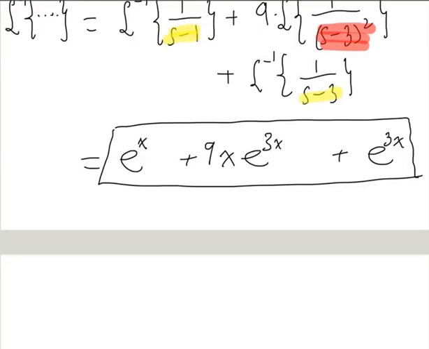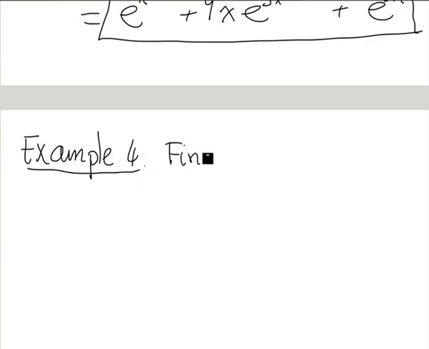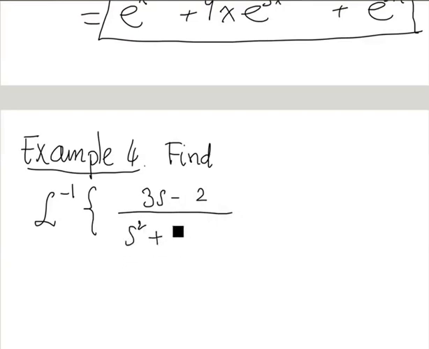Now we have seen exponential functions, but we haven't seen trigonometric. So let's look at another example with trigonometric functions. Example 4. Find the inverse Laplace transform of this: 3s minus 2 divided by s squared plus 2s plus 5.